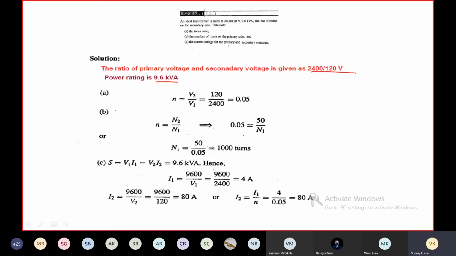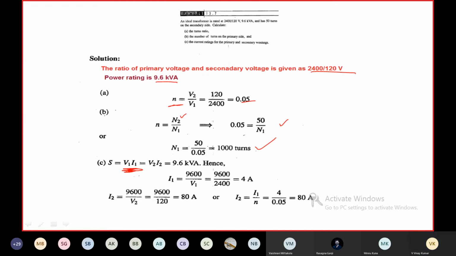So we know, right? V2 by V1 is equal to n, which is equal to 120 by 2400. You are going to get 0.05. You know, n is equal to N2 by N1. N2 is given, and if N2 is given, you can get N1. Okay, N1 is equal to 50 by 0.05, which is equal to 1000 turns.